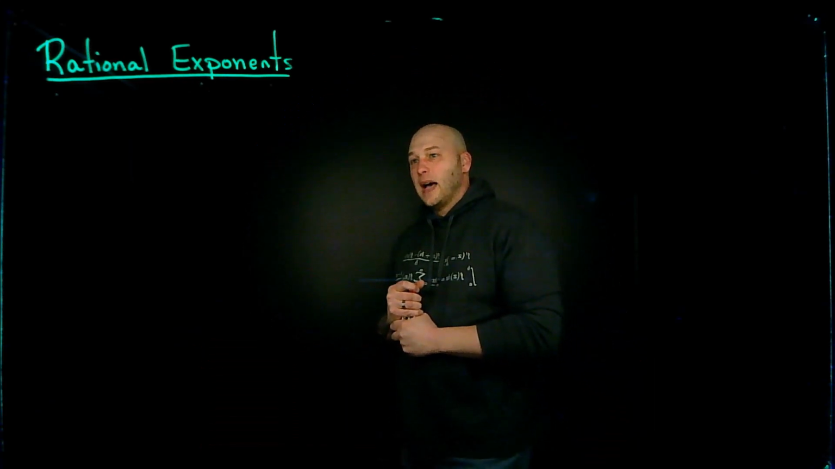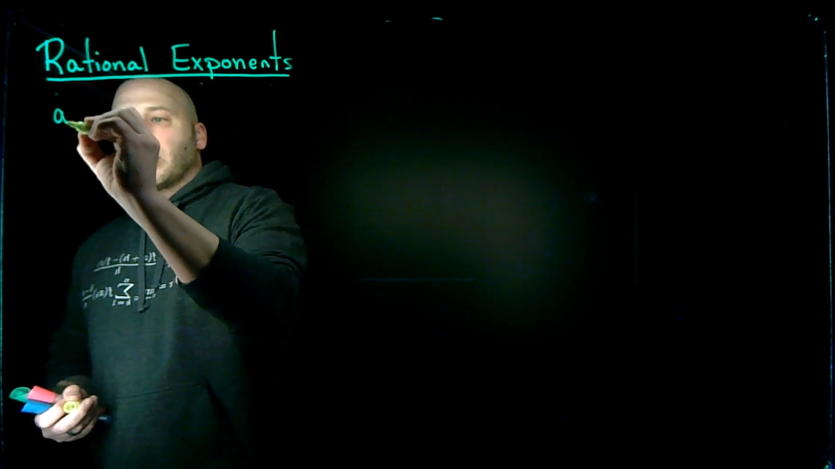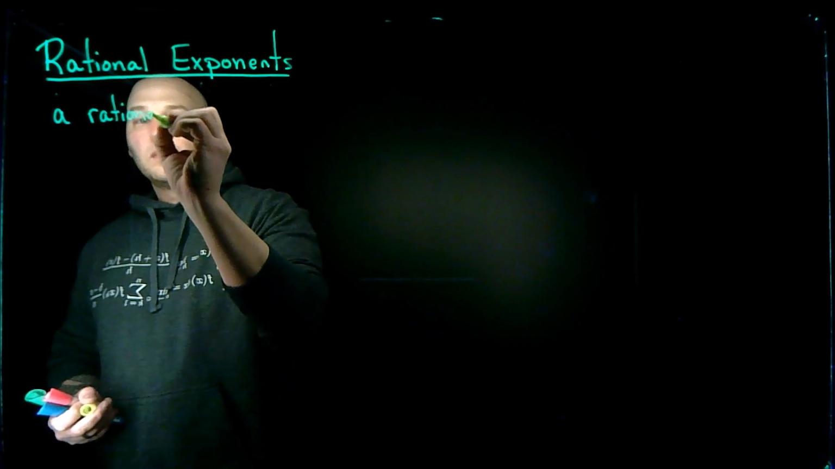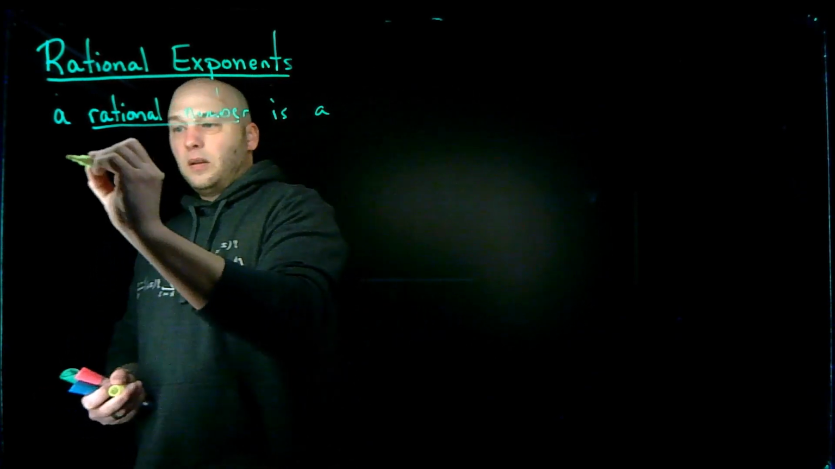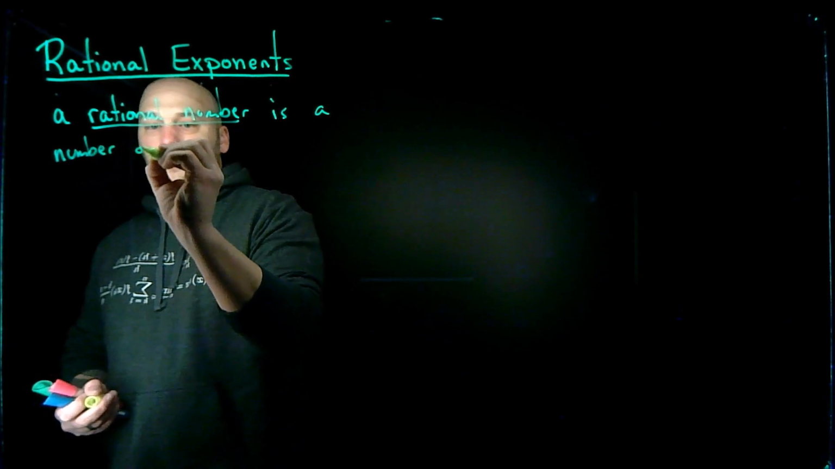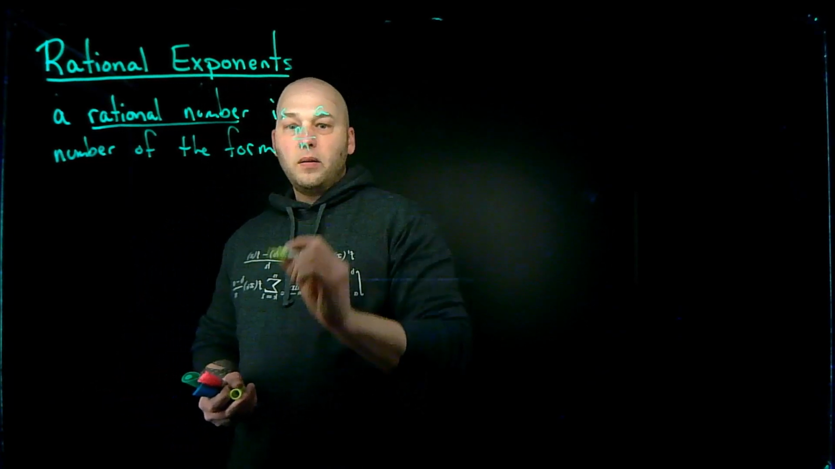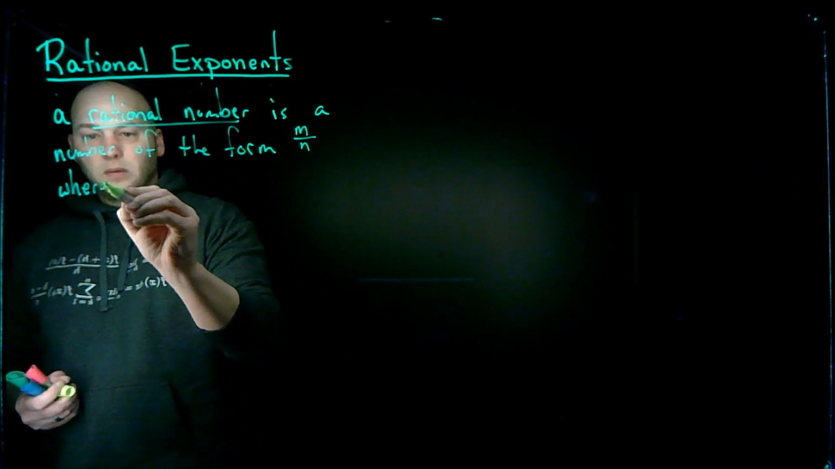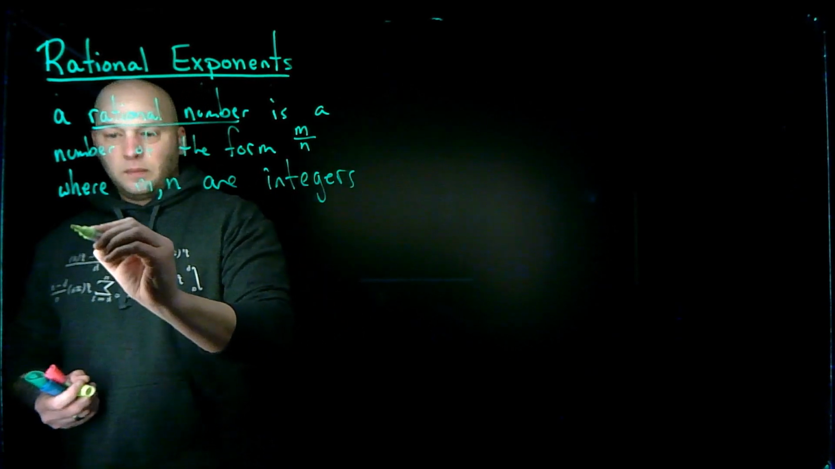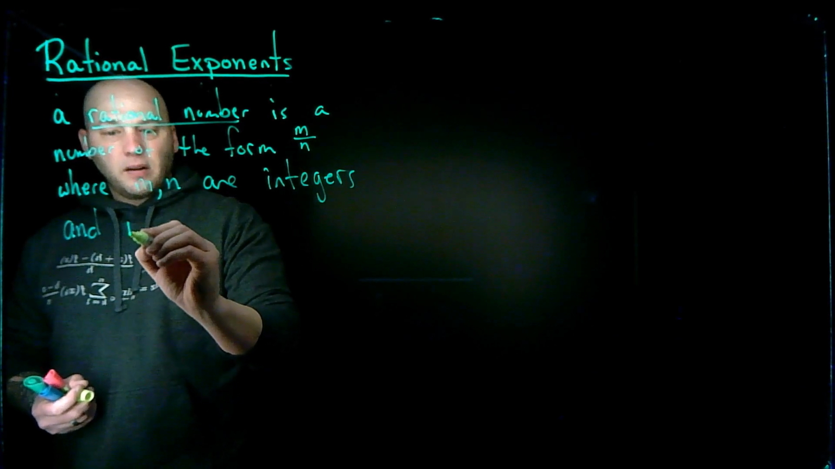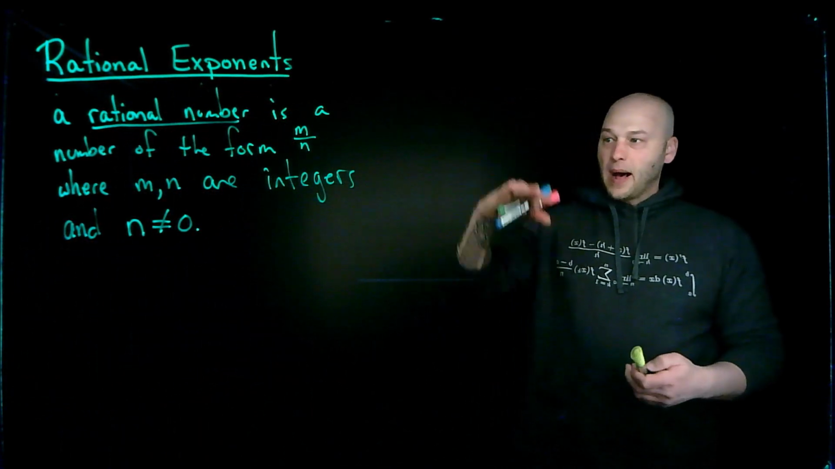I'm going to discuss the idea of a rational exponent. And so let me just first of all remind you, a rational number is a number of the form m over n, where m and n are integers and the denominator n is non-zero. So it's a fraction where the top is an integer and the bottom is a non-zero integer.